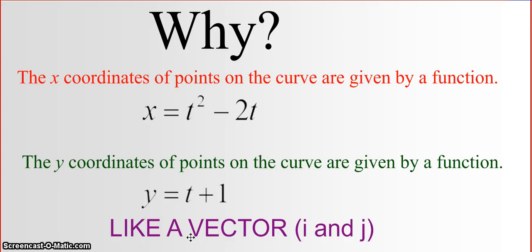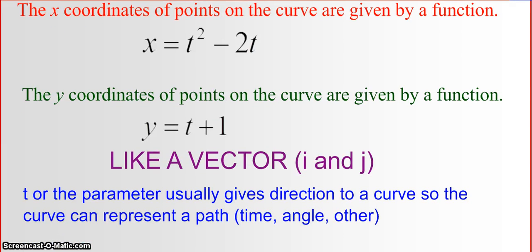So this is similar to plotting a vector, which vectors we know can look just like our normal functions and relations as well. With vectors we have i and j components. Here we have the x and y component. T, or the parameter, usually gives direction to a curve, so the curve can represent a path over time, or it can represent a path as an angle changes, or as some other variable is changing.